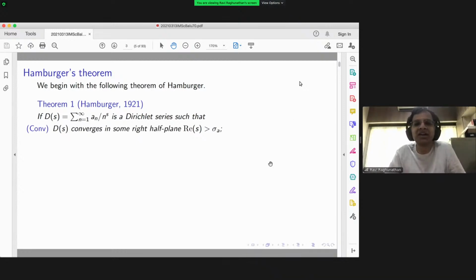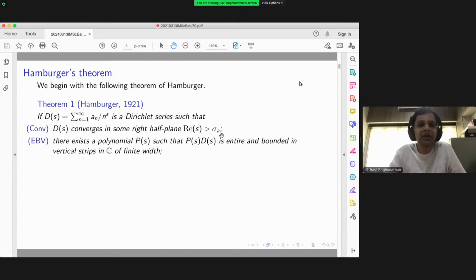Actually, Hamburger took sigma a to be 1. So he assumed that the half plane of absolute convergence of the Dirichlet series was 1. He also assumed that D(s) had an analytic continuation to the whole plane. Not quite: it has an analytic continuation to an entire function after multiplying by some polynomial. In other words, you're assuming that D(s) has a finite number of poles. It has a meromorphic continuation to all of C with at most a finite number of poles. But there is no restriction on the orders or locations of the poles.